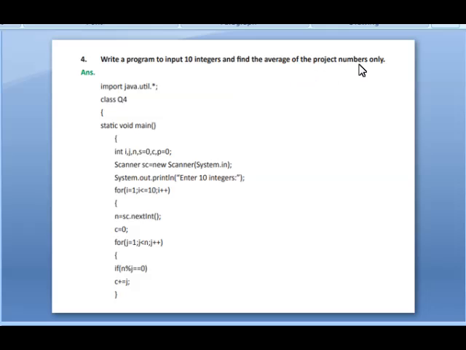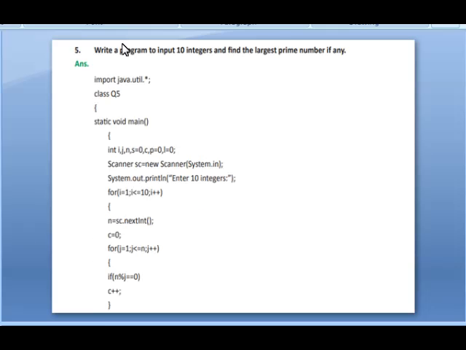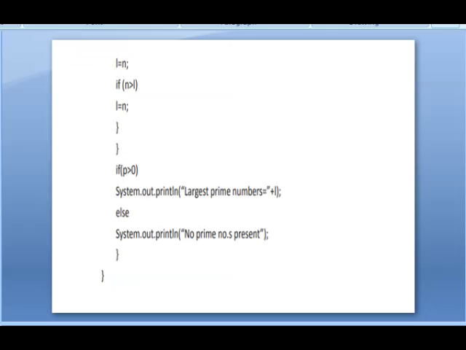Okay students, the next program: write a program to input 10 integers and find the average of perfect numbers only. The program is there. The next program is write a program to input 10 integers and find the largest prime number if any. You have to give any 10 numbers, and in those 10 numbers you have to find the largest prime number.